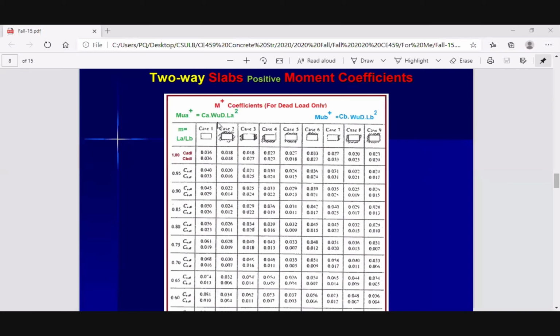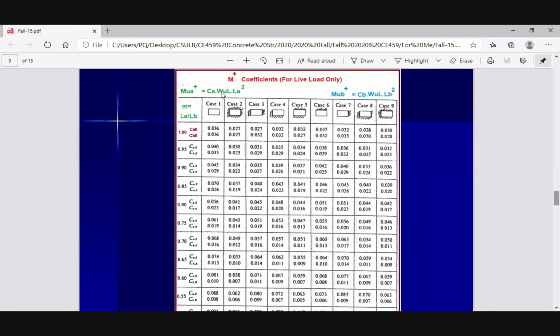So MUA for positive moment equals CA times omega u dead load, meaning 1.2 times dead load, times LA, the length of the short side, to the power 2, and do the same for the B direction with CB. That's it. As you can see, this is very easy to use. For positive live load, do the same, just read these factors. Those are not the same as the other factors. These factors are for positive moment, live load.